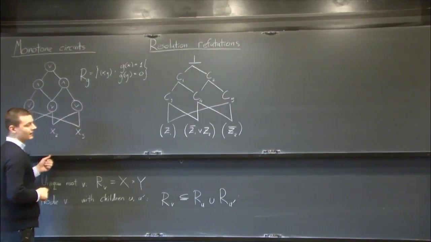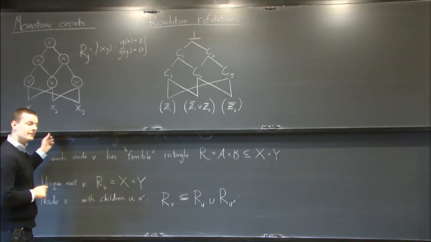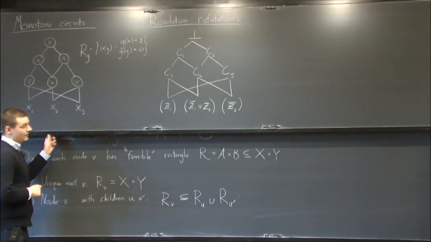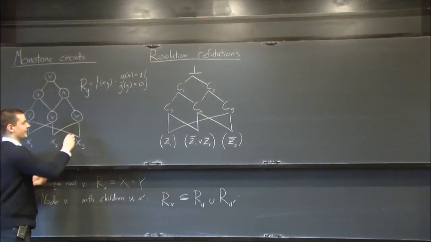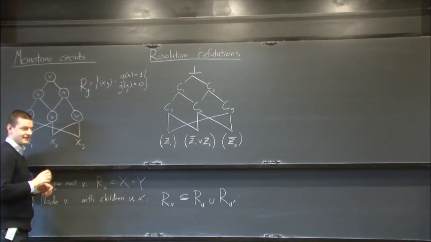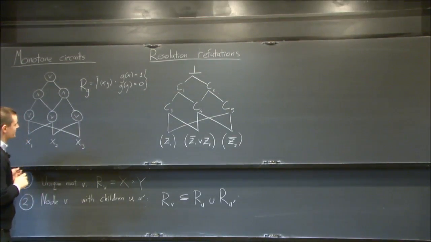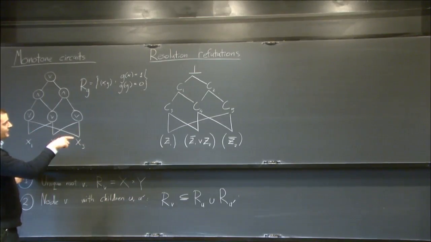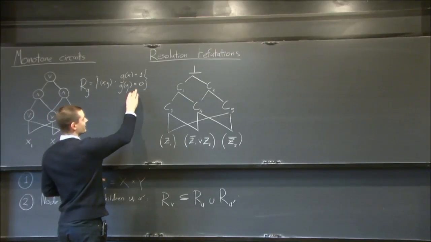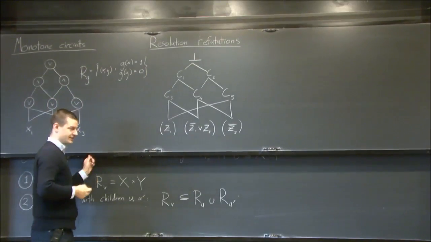Sorry? Why does this argument require monotone? I guess if I had a negation gate, this wouldn't quite work. But you can do this for general circuits, as long as you change the definition from witnessing a monotone difference to just a difference.